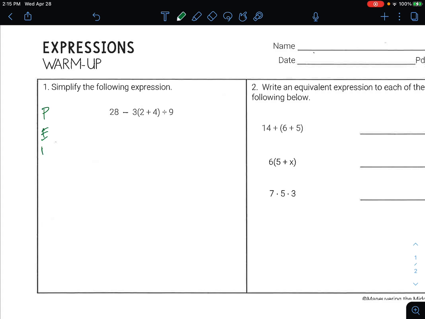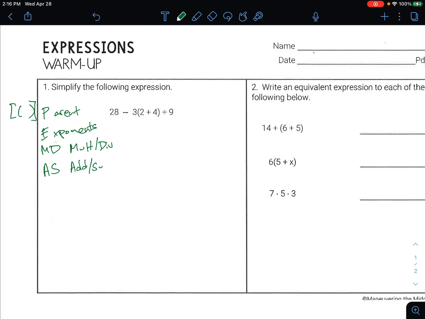PEMDAS, and then the M and the D go together, and the A and the S go together. That is parentheses, and then anything grouping, or you could see brackets also. E is exponents. So that's like numbers squared. And M and D is multiply and divide. And then A and S are add and subtract.